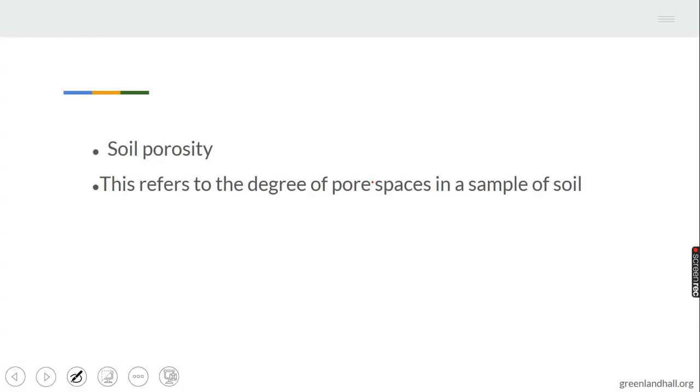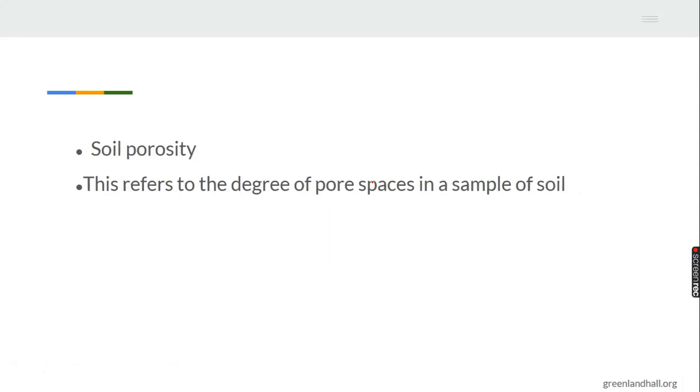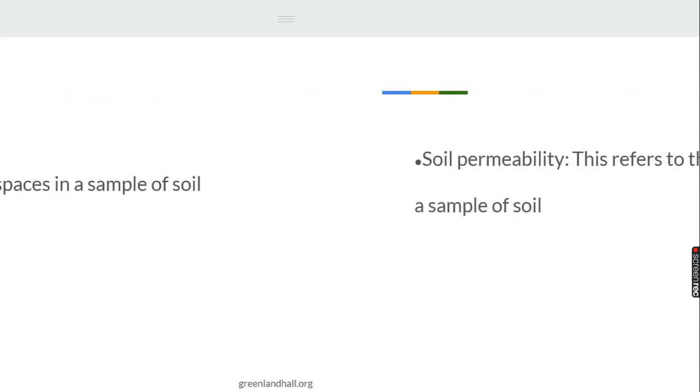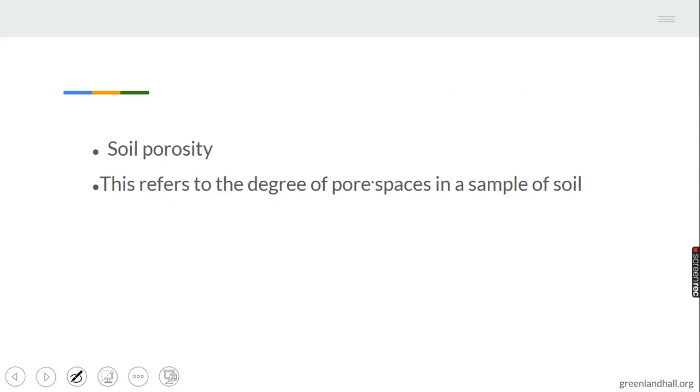Then we have soil porosity. Soil porosity refers to the degree of pore spaces in the sample of soil. Sandy soil is usually more porous than clay soil and loamy soil.